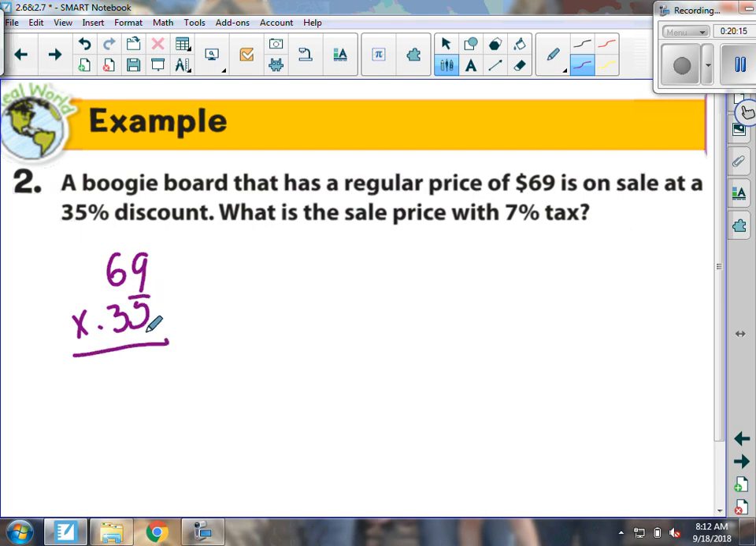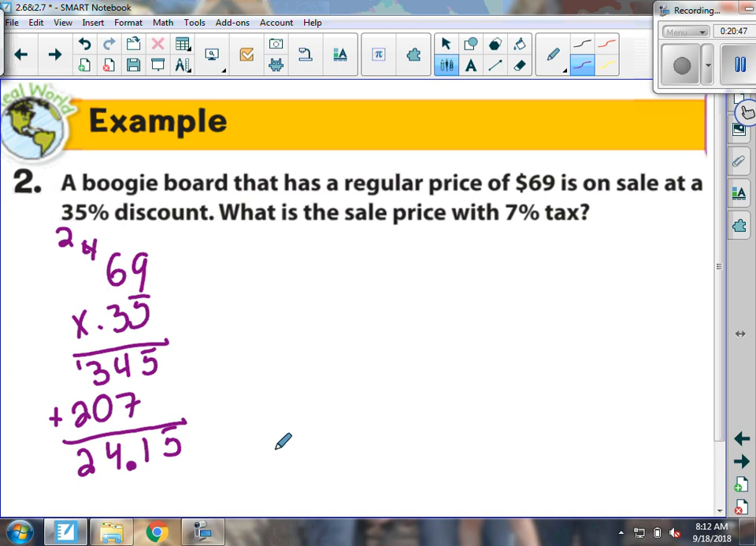Okay, so we need to figure out what our discount is. 5 times 9 is 45. 5 times 6 is 30, plus 4 is 34. 3 times 9 is 27. 3 times 6 is 18, plus 2, 20. So I'm going to add this together. Here's my 5. 7 plus 4 is 11. 3 plus 1 is 4. And my 2 carries down. I have 2 decimal places.